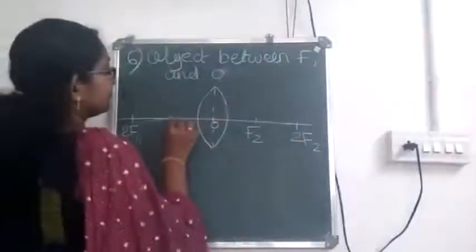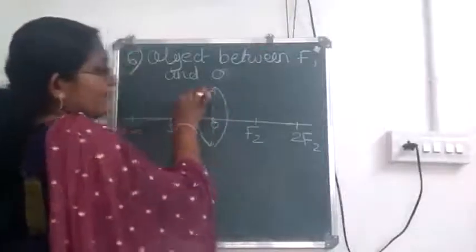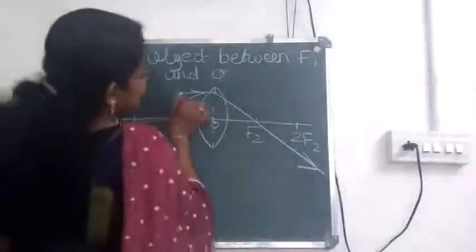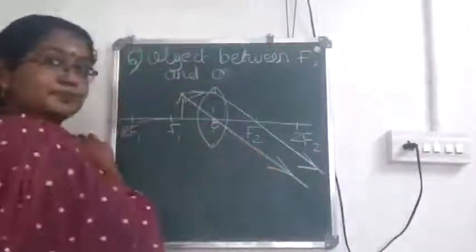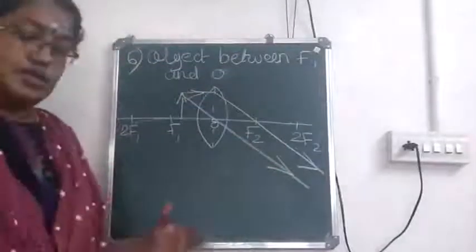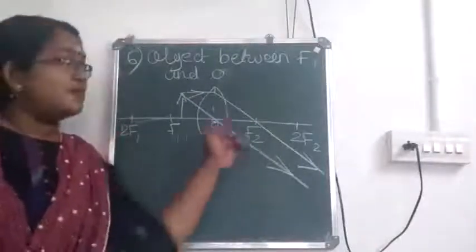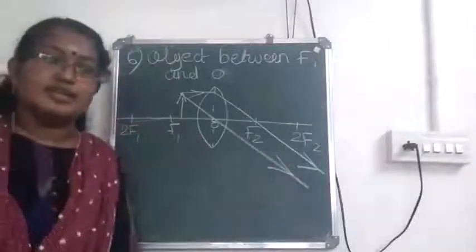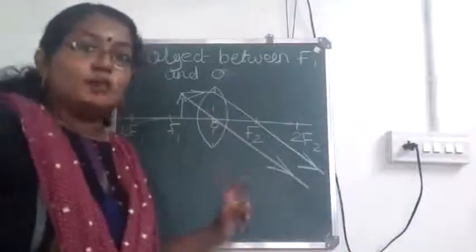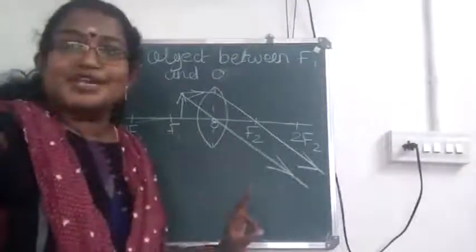So object, first ray parallel to the principal axis. After refraction it goes like this. Second ray moving through the optic center. It moves undeviated. Now what should we do? These refracted rays won't meet at a point. In the previous case we got two lines like this, but we said that they meet at infinity. In this case, if the object is placed between F1 and optic center, the refracted rays won't meet.